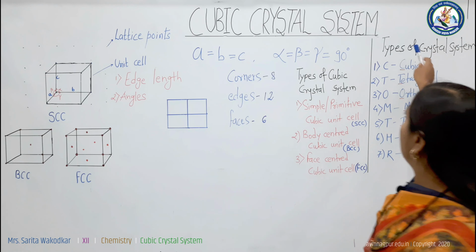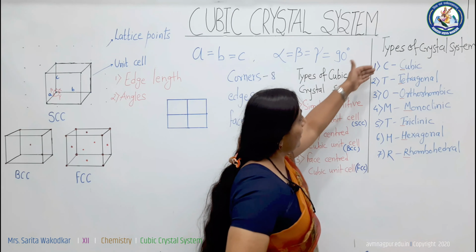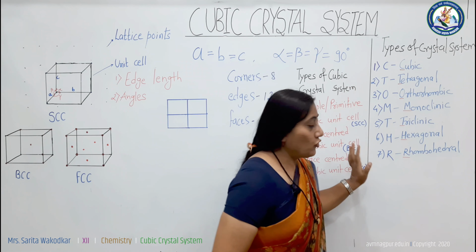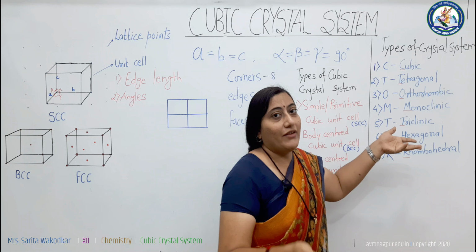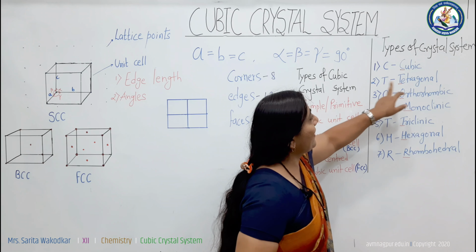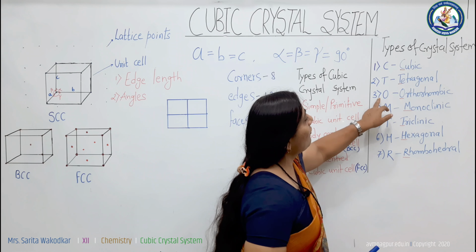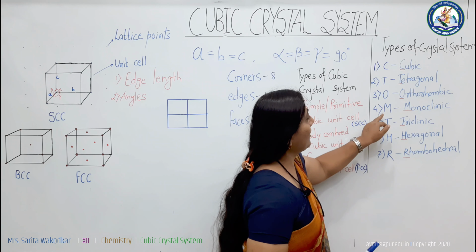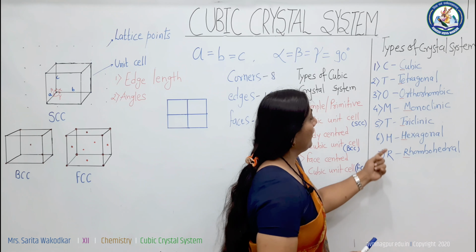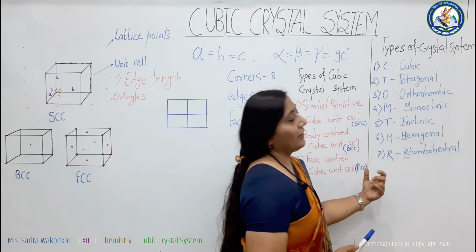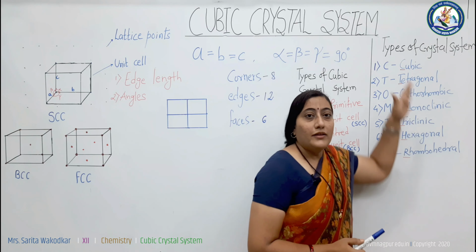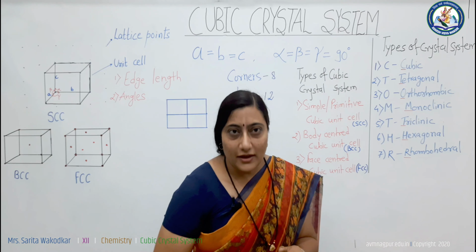See here, types of crystal system: C, T, O, M, T, H, R. This is the short form. How to remember the 7 types of crystal system. C stands for cubic, T stands for tetragonal, O for orthorhombic, M for monoclinic, T for triclinic, H for hexagonal and the last one, R, stands for rhombohedral. These are the 7 types of crystal system.